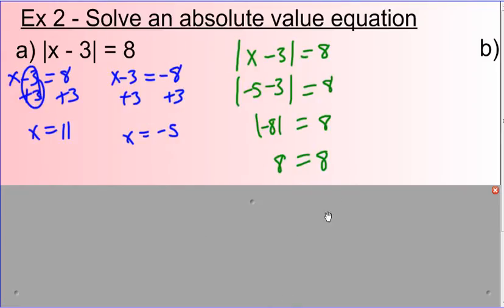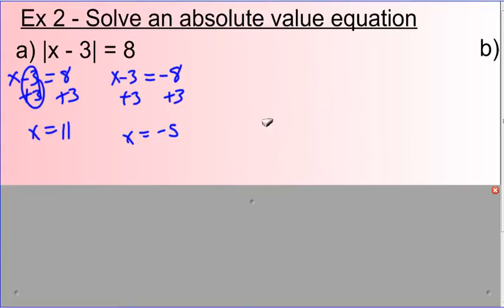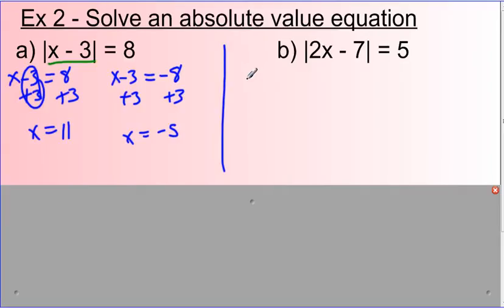So a quick little recap on what we did. You set the stuff inside the absolute value equal to a positive this number, so a positive 8, and you set it equal to a negative 8. Let's check letter B. If you're a little confused, another example might help out. So letter B here. This stuff inside of here could equal a positive 5, and it could equal a negative 5. So what we do is we separate it into two separate problems.